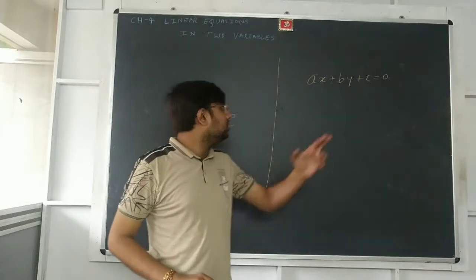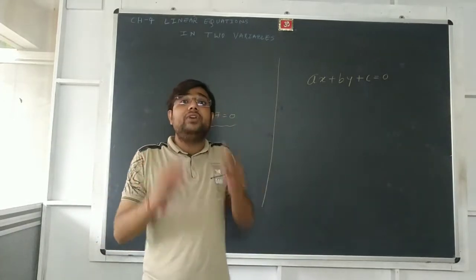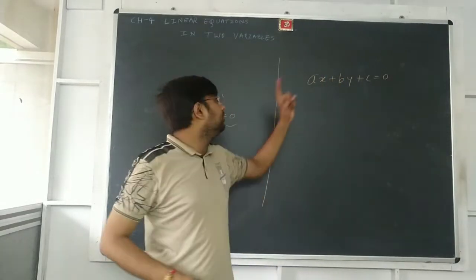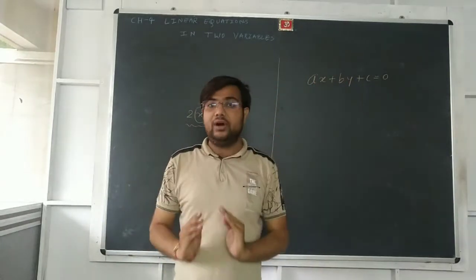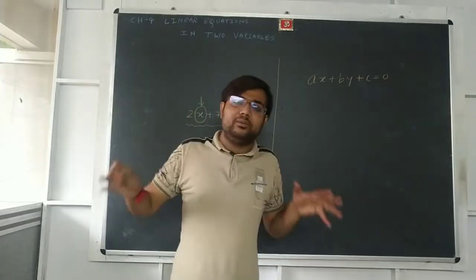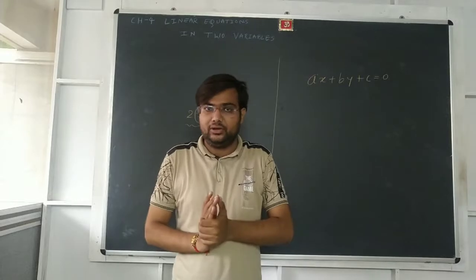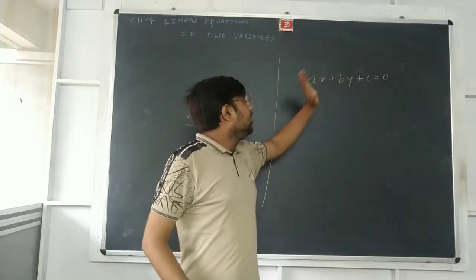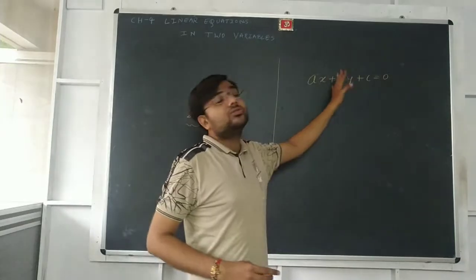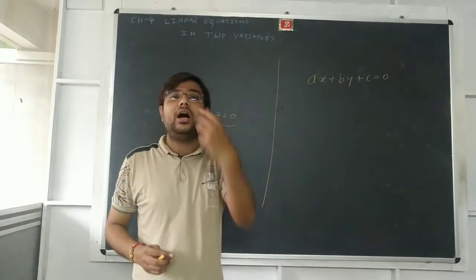In this general equation of a linear equation in two variables, a and b are the coefficients of the variables x and y, and a and b are real numbers. Any real numbers we can take. And we also studied that x and y are also real numbers, belonging to R.